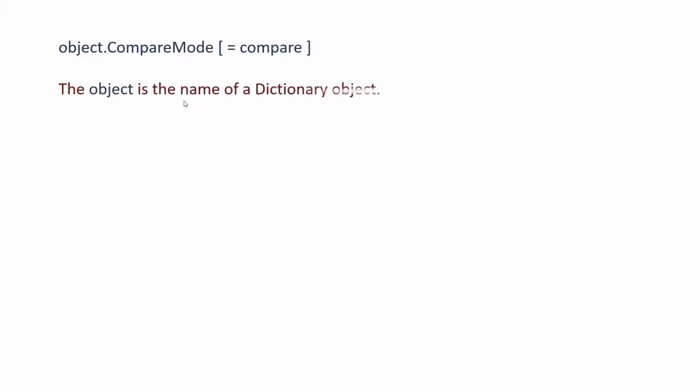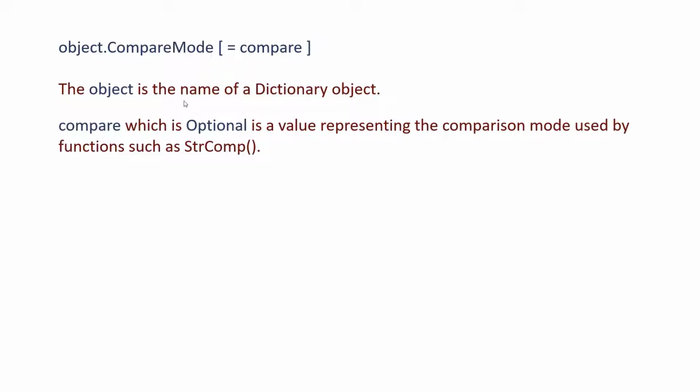The object, which is the name of the dictionary object, which is employees in our case. The compare is optional. If provided, compare is a value representing the comparison mode used by the function such as strcomp. I will cover this strcomp in one of my future videos. The compare argument can have the following values.